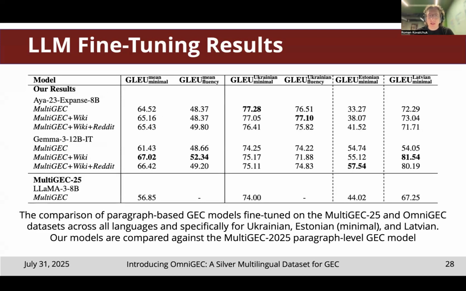As you can see from the fine-tuning results, Gemma 12B IT having been trained on multi-GEC plus wiki dataset yielded the highest GLEU mean, minimal, and fluency scores across all languages. However, the scores within individual languages may oscillate in GLEU score. However, in general, more language-aligned corpora yields higher GLEU scores.